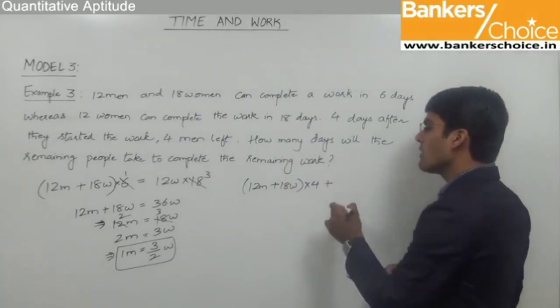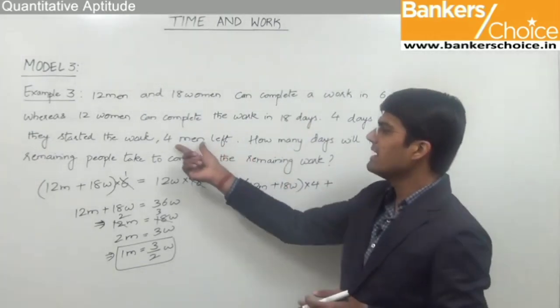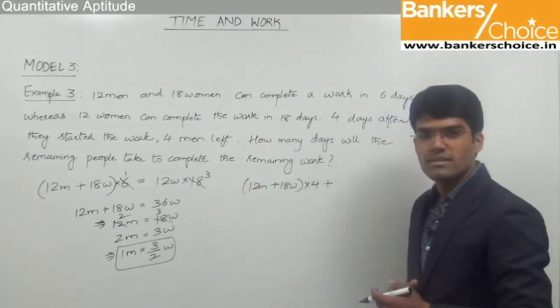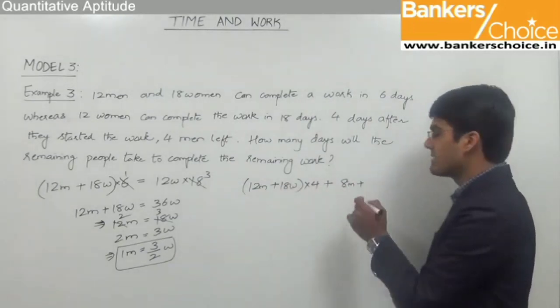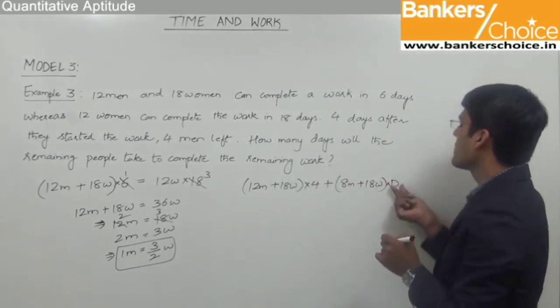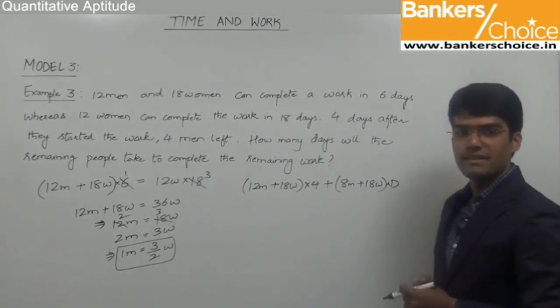And the remaining work was done after 4 men have left. So after 4 men leave the job, there are only 8 men left out, because 12 minus 4 is 8. So 8 men plus women as it is, 18 women, will do the remaining work in how many days? Let us assume the number of days required is t. So we are supposed to find out the value of t here.